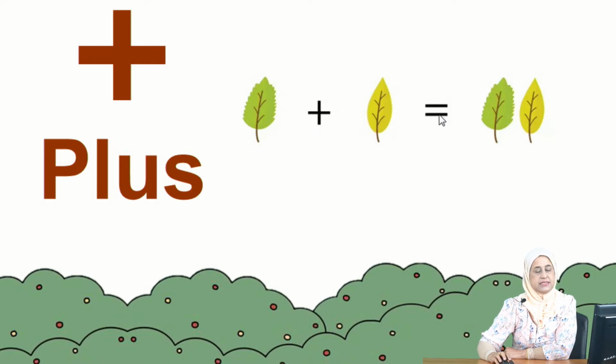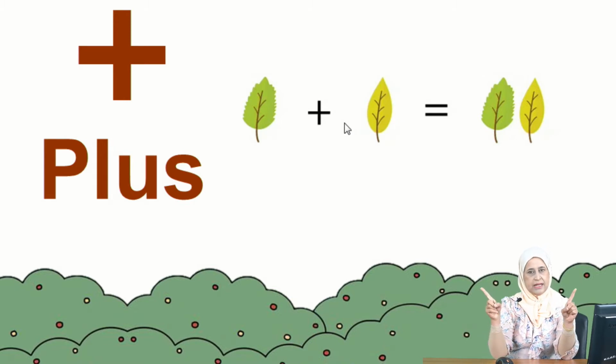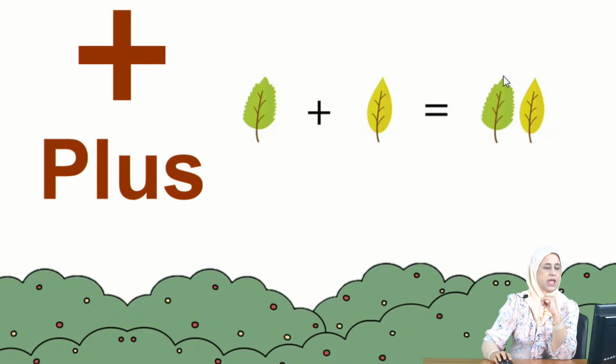One leaf. This is the symbol of equal. Equal, these two lines, we call it equal. So students, can you tell, one leaf, if we put them together, how many? Two leaves. So easy, we say plus, okay? One together, two. So this is what we say plus, okay, students? One leaf plus, because the symbol is plus. One leaf plus one leaf equals two leaves. So this is plus, okay? We say plus, the symbol is plus, okay?